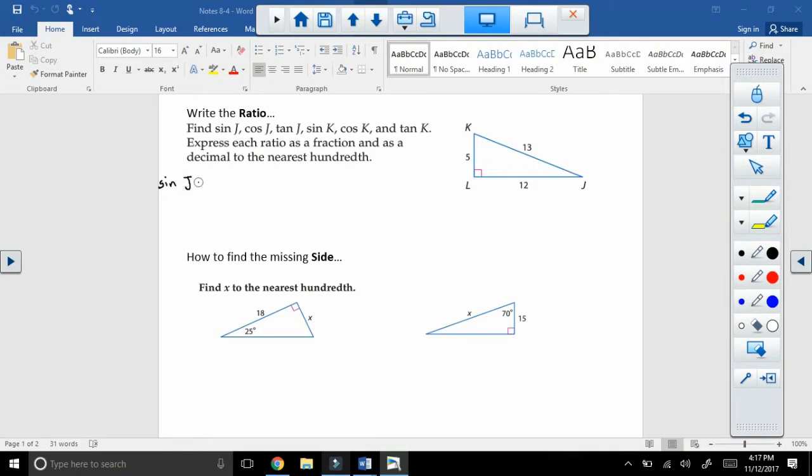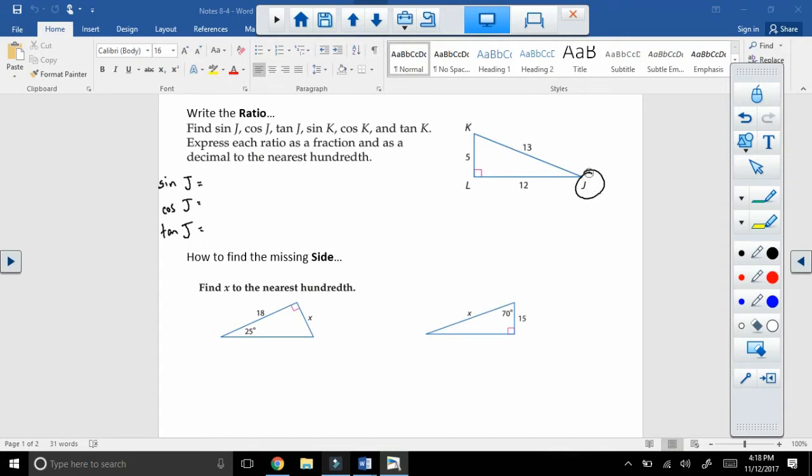So sine of angle J. I'm going to do the sine, cosine, and tangent of angle J first. And again, we always just do these from the acute angles. That's why they don't ask you about the sine, cosine, and tangent from angle L. So if this is angle J, what I like to do first is I like to go through and just label what's the opposite leg, what's the adjacent leg, and what's the hypotenuse.